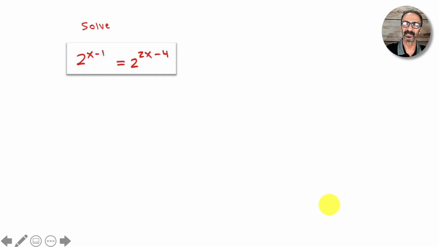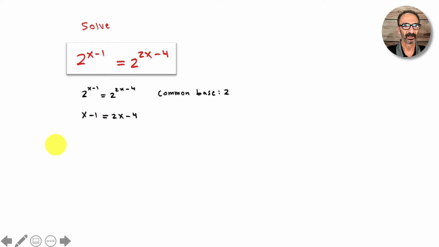Here's a quick, simple example. The base is already common. It's base 2. 2 to the power x minus 1 is the same as 2 to the power 2x minus 4. Because of the theorem that we just talked about, we have a common base, so we're going to jump in and go directly to the exponents and have them equal to each other, because they have to be equal. Imagine if you write 2 to the power 5 equals 2 to the power 7. That doesn't make any sense. So the exponents, because the base is the same, have to be the same. Then after that, it's just simple algebra to solve for x, and you should be fine.